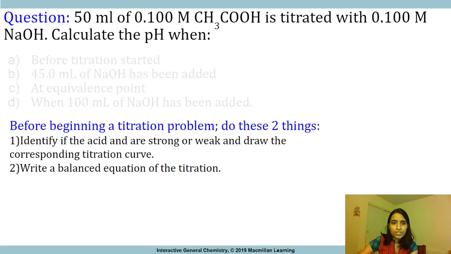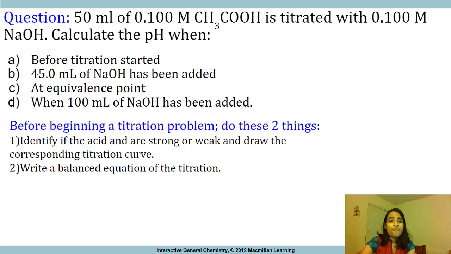Okay, so here's the very first question. 50 milliliters of 0.100 molarity acetic acid is titrated with 0.100 molarity NaOH. Calculate the pH when A is before titration, B is when 45 milliliters of NaOH has been added, C is at the equivalence point, and D is when 100 milliliters of NaOH has been added.